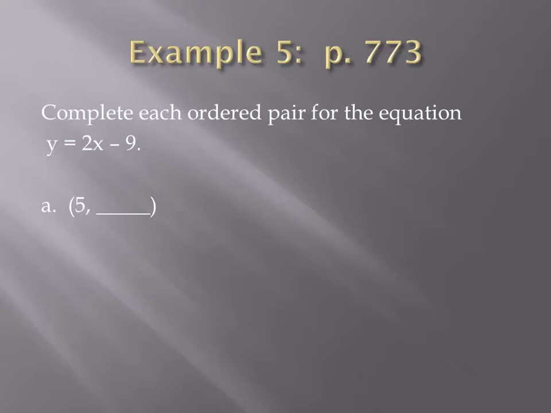In example 5, we will be given one part of the ordered pair and we'll be looking for the other. So in A, we're given the x value is 5 and we're trying to find the y value for the equation y equals 2x minus 9. So we'll plug in the 5 for x. So this would be y equals 2 times 5 minus 9. 2 times 5 is 10. 10 minus 9 is 1. So y equals 1. So that's my y value for my ordered pair. So my ordered pair is (5, 1).